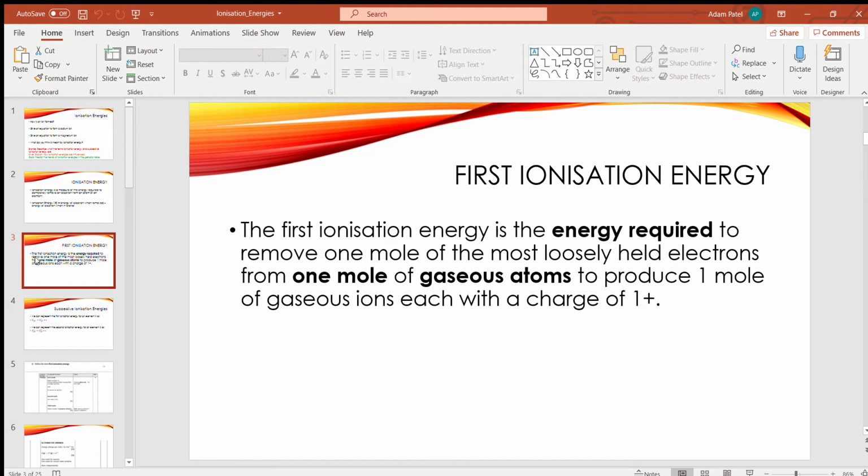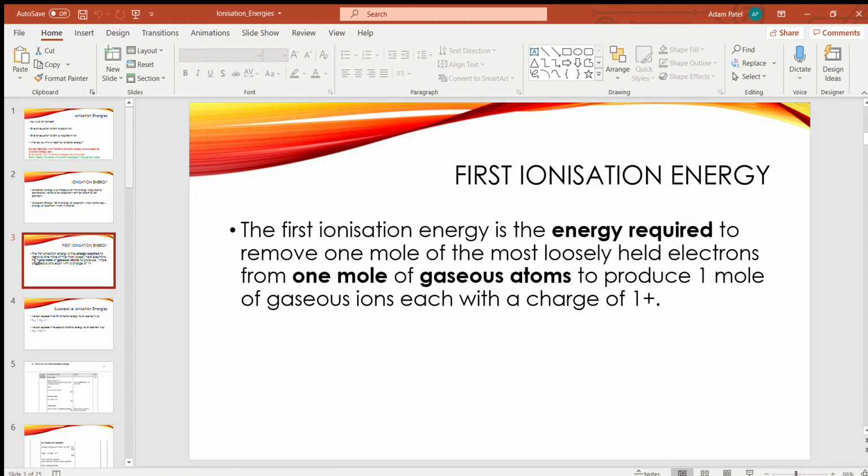So because it is the first ionization energy, we're only removing 1 electron. We're only going to be forming 1 plus ions. That's why the definition specifically says with a charge of +1. The most important things here are looking at those 3 bold highlighted parts of our definition. The first one being energy required. So because this is the definition for first ionization energy, we need to mention obviously energy is required to remove 1 mole of electron.